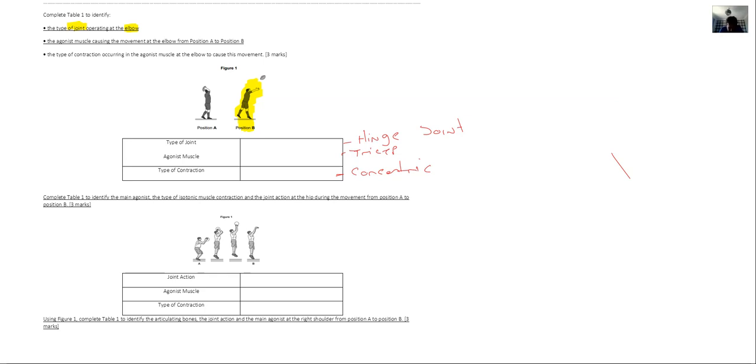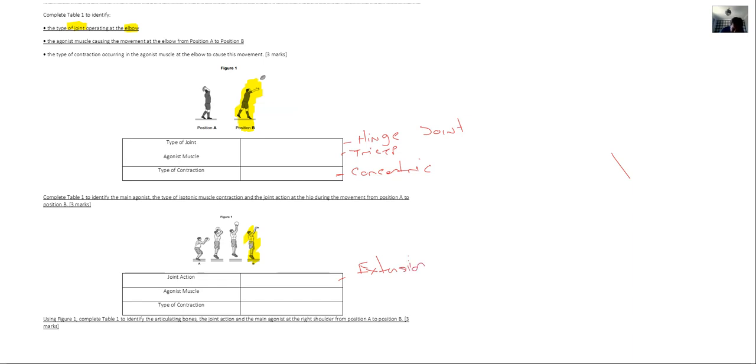Complete the table, identify the main agonist and type of isotonic contraction. So it's already given you the contraction on this one. I hope you noticed that. The joint action that is happening at the hip during movements A to B. Okay, so we know again, we are focusing on this movement here. What are the movements? So you can see at the hip at the moment where it starts is flexed, which means at the joint action as it's called here, rather than type of joint, the joint action here goes from flexion to extension in this one. Okay, so the movement is extension.